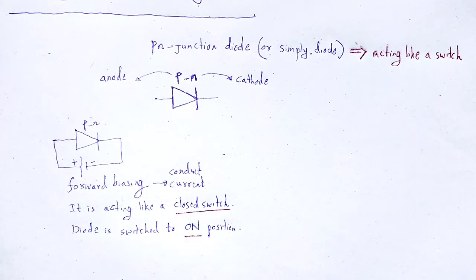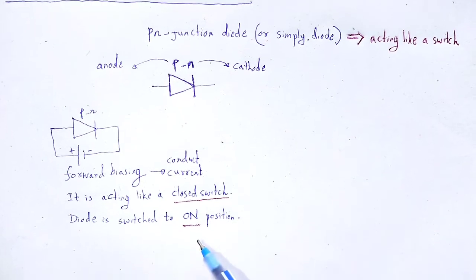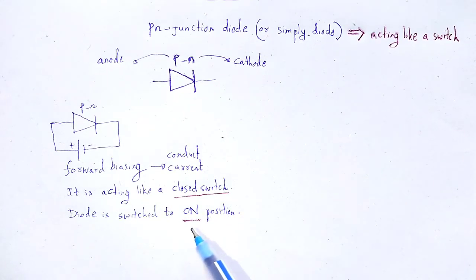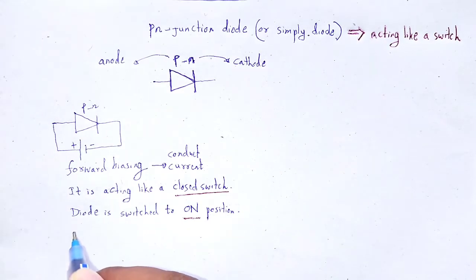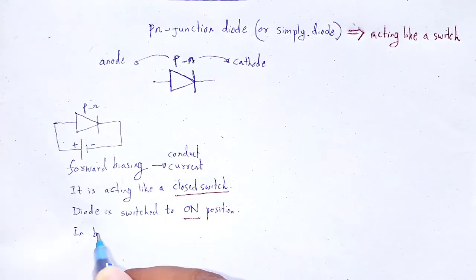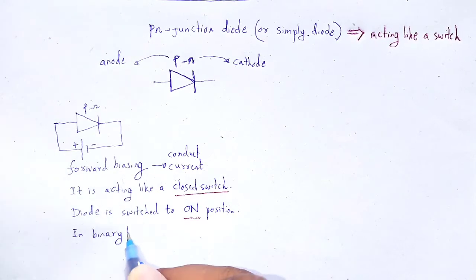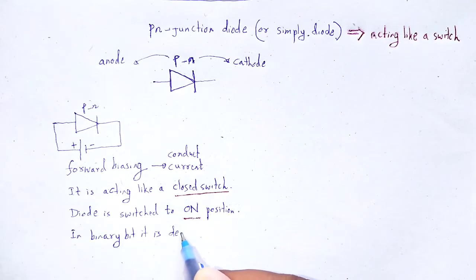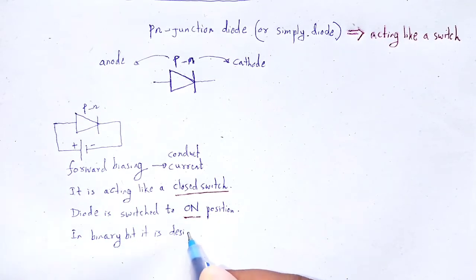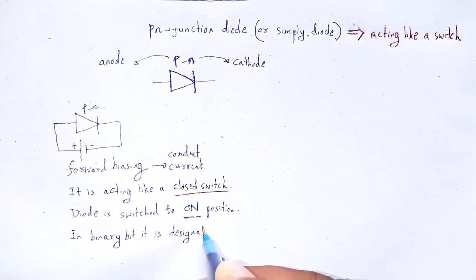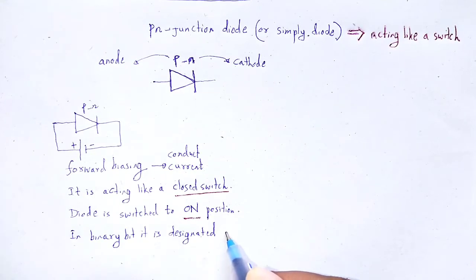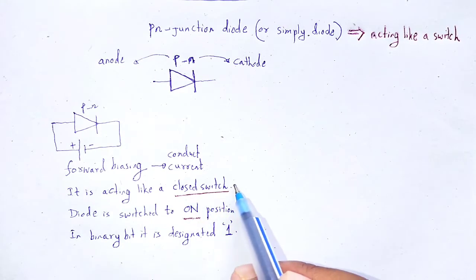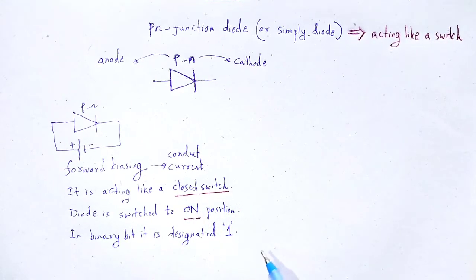In binary bit we represent that kind of electronic state as 1. In binary, it is designated 1, that is, closed switch, on, and 1.